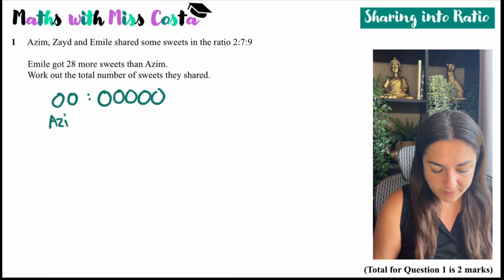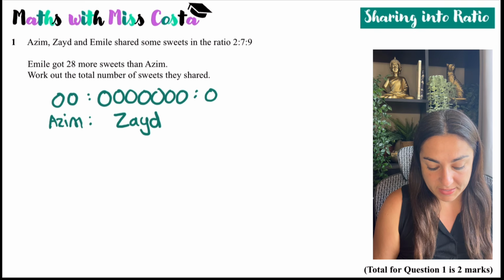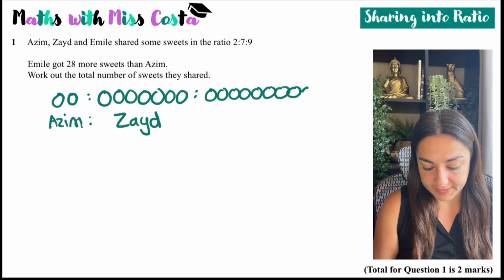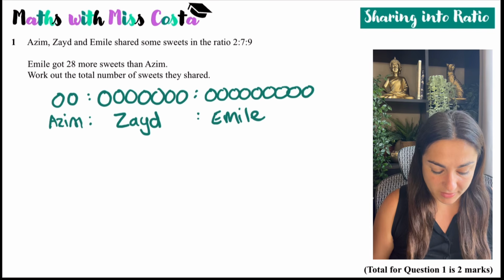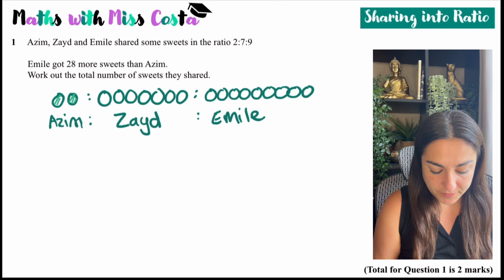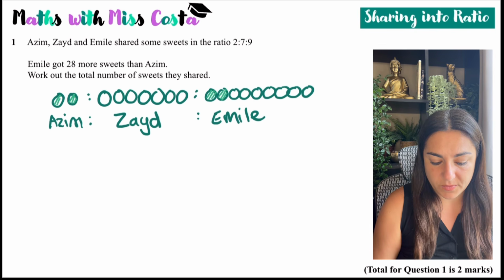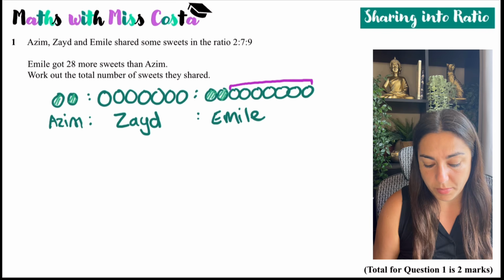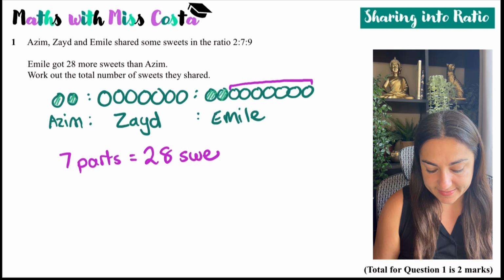So Azim gets 2 parts, Zaid gets 1, 2, 3, 4, 5, 6, 7, and Emil gets 9. So 1, 2, 3, 4, 5, 6, 7, 8, 9. What this question is requiring you to do is to think about the difference between Azim and Emil's parts. Azim has 2 parts and Emil has 9 parts, so Emil has 7 more parts than Azim does. That must mean that 7 parts in this ratio is equal to 20 sweets.